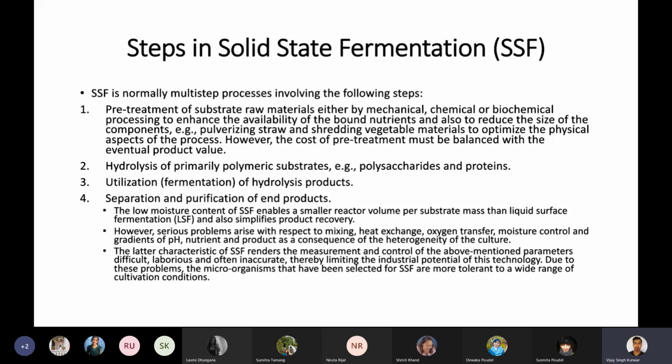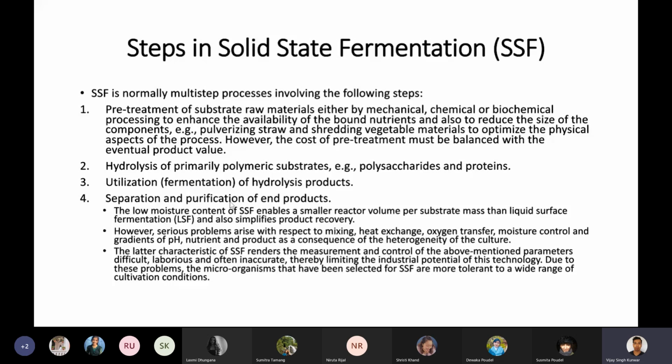However, the cost of pre-treatment must be balanced with the eventual product value. So, there is this part, the economics of the fermentation process. So secondly, the hydrolysis of the primarily polymeric material, that is polysaccharides and the protein by the microbial strains. The microbials they'll hydrolyze, and utilization of the hydrolysis product. And finally, there is this separation and the purification of the end product.